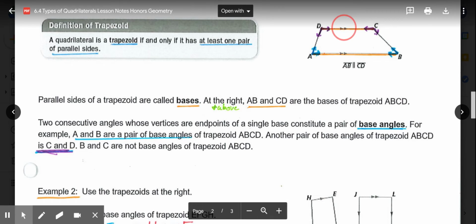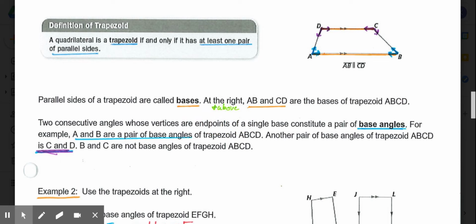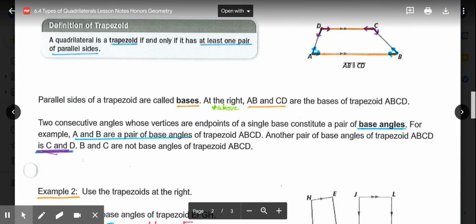In this example up here, DC is parallel to AB, so AB and DC are the bases. Then it says two consecutive angles whose vertices are endpoints of a single base constitute a pair of base angles. So for example above, A and B together make up this bottom base. They are base angles. D and C are a pair of base angles. B and C together are not base angles because they are not together on the same base.